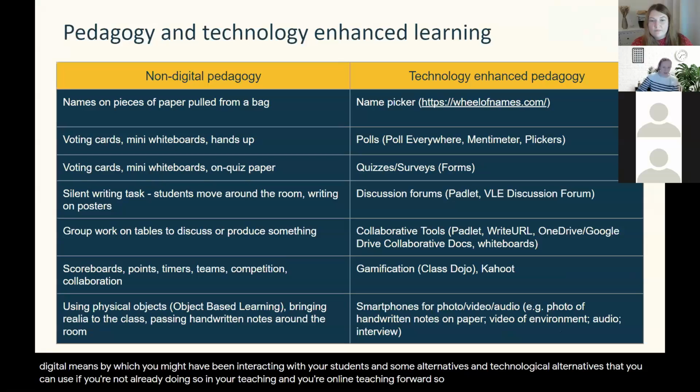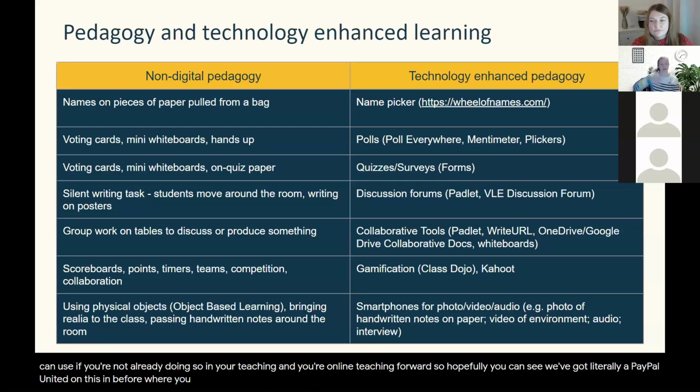So hopefully, as you can see, we've got a literal side-by-side representation for you. We've got things like names on pieces of paper. You might have done this in your lessons before, where you pull someone out of a hat and go around the room and, for want of a better phrase, pick on a student to answer a question. We've got things like voting cards and mini whiteboards. We've got writing tasks, and as you can see, we've put some alternatives on the right-hand side.